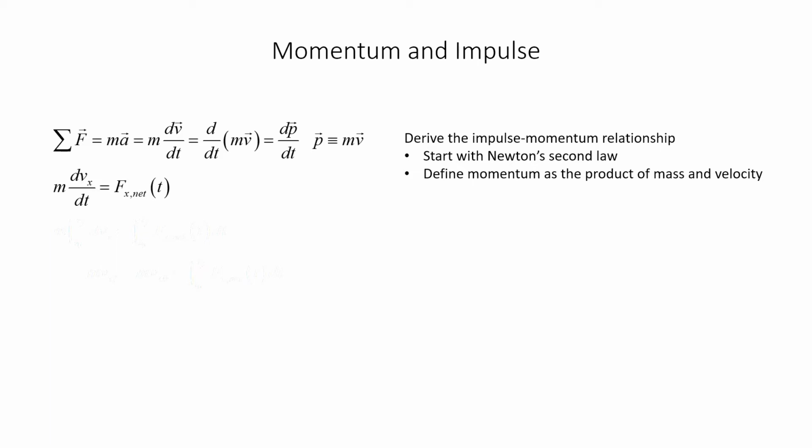Let's work with a one-dimensional example, just in the x direction. Here we have m dvx/dt equals the net force as a function of time. We've written this as a scalar equation because we're only in one dimension. Now let's do separation of variables. We bring the dt to the right and then integrate.